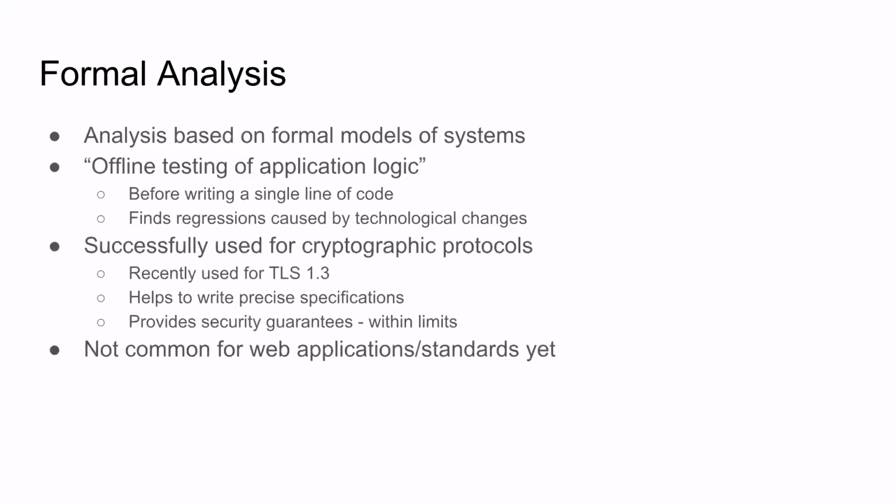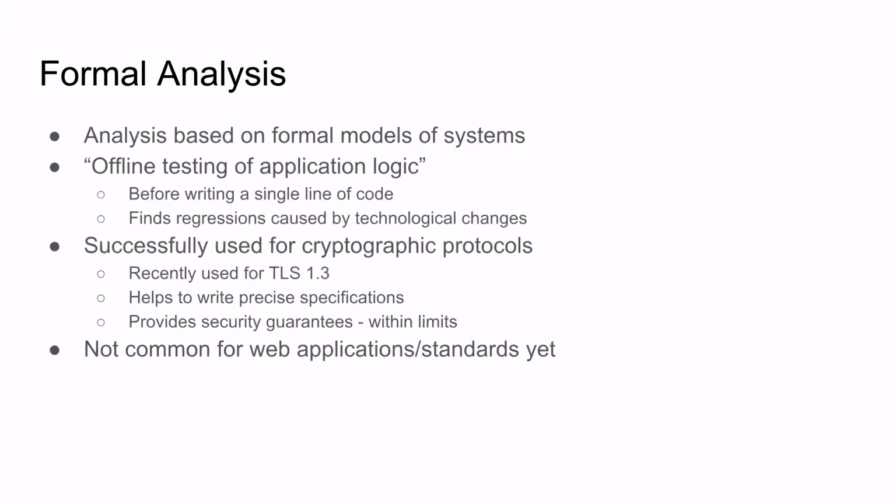And this can help us to find regressions, as we have seen before, caused by technological changes. And this has actually successfully been used for cryptographic protocols for many years now. But we are not used to having that on the web right now. But if you think, for example, of TLS 1.3, this standard was developed together with many people of the formal analysis community, and they provided a lot of input. They really try to make sure that this is a very, very secure protocol.